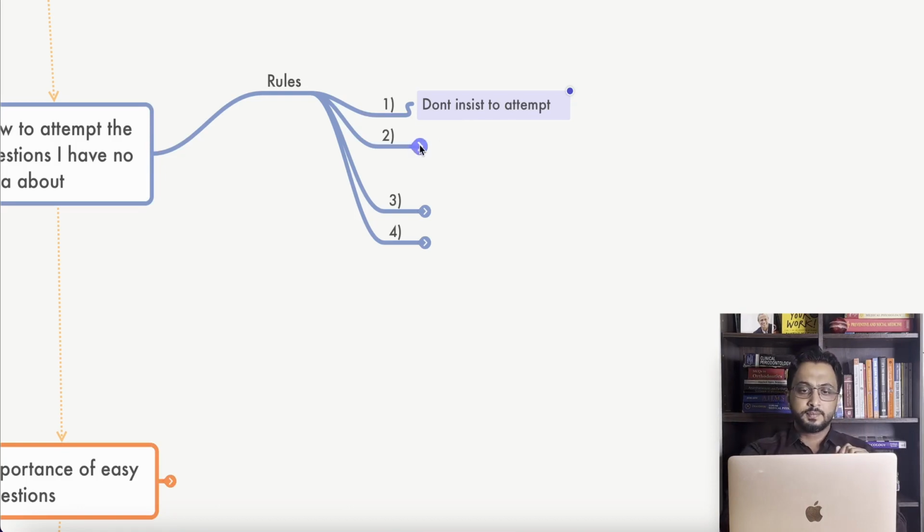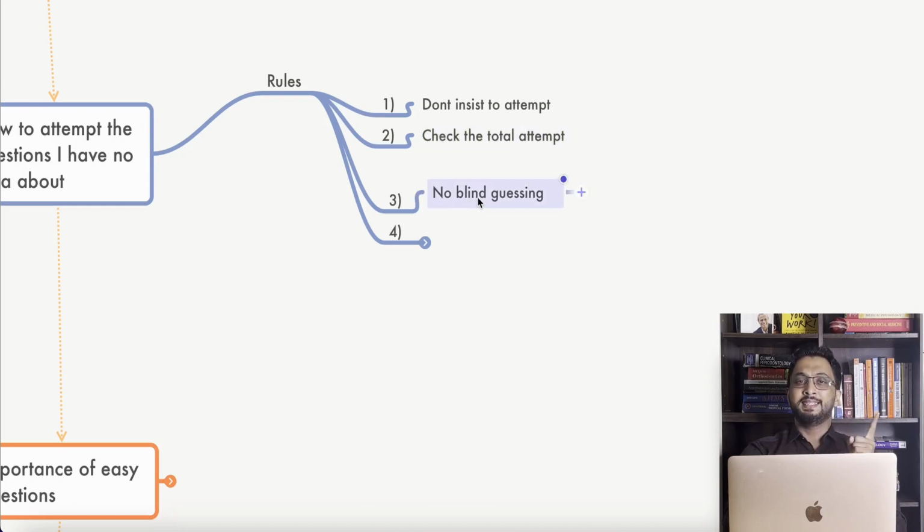The second rule is to check the total number of attempts. Have you attempted 230? Then maybe 5 more at most, not 240, please don't do that. If you have attempted 210, you can do a little bit more, but rule number 3 applies here: no blind guessing. Even if you need more questions to be attempted, no blind guessing.